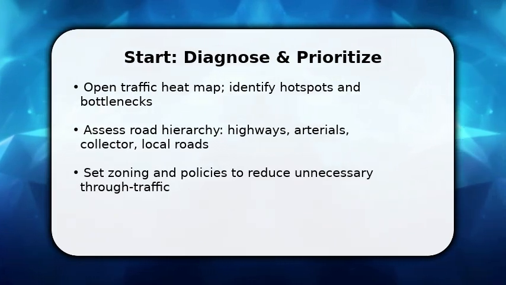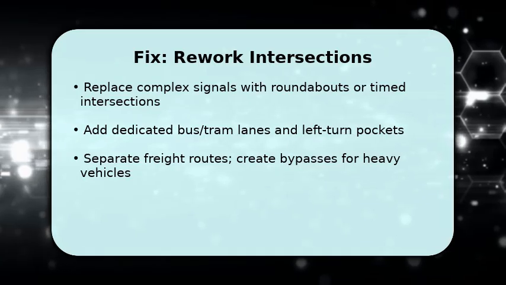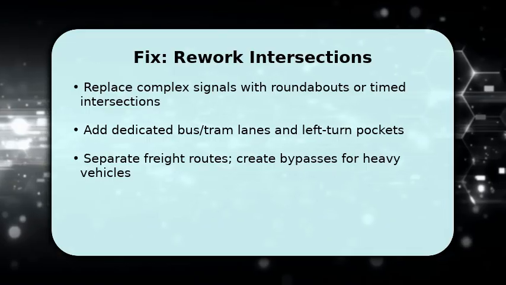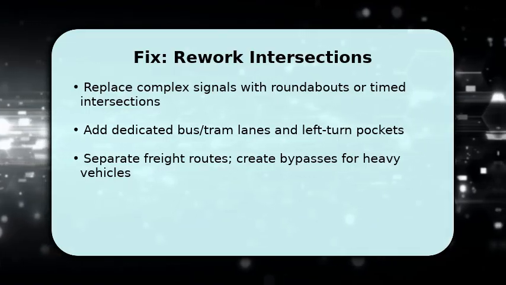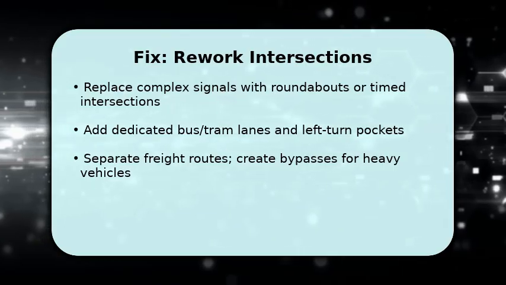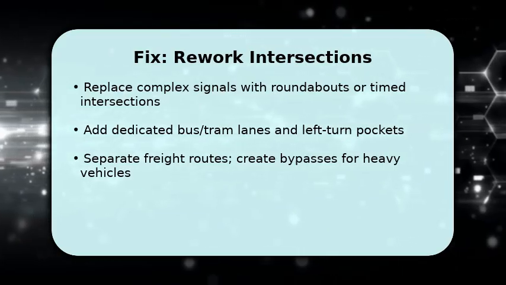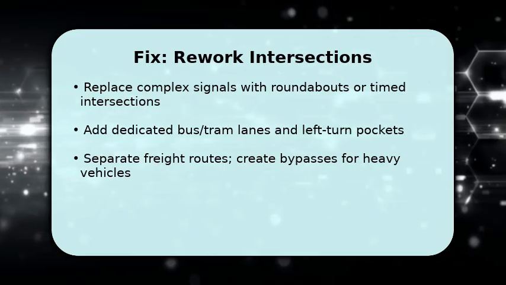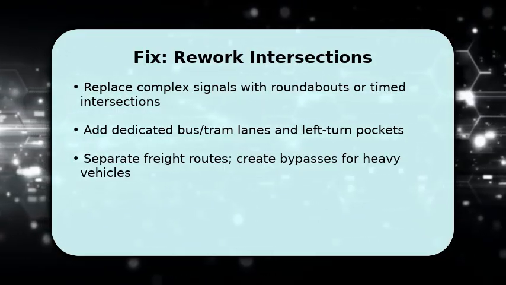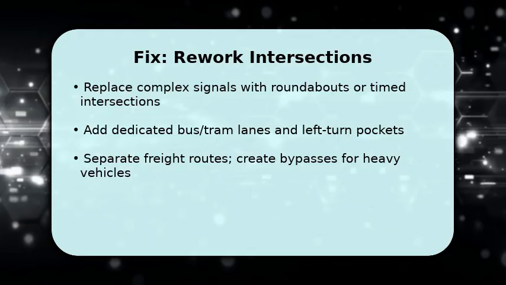You tackle the complex middle steps by reworking intersections, replace inefficient signals with roundabouts where space allows, and for busy crossroads use timed lights to create platooning. Make sure to add dedicated bus or tram lanes and left turn pockets to keep through lanes flowing. Next, separate freight by creating bypasses and dedicated truck roads to protect residential arterials.